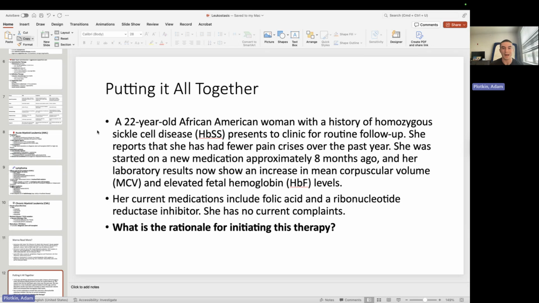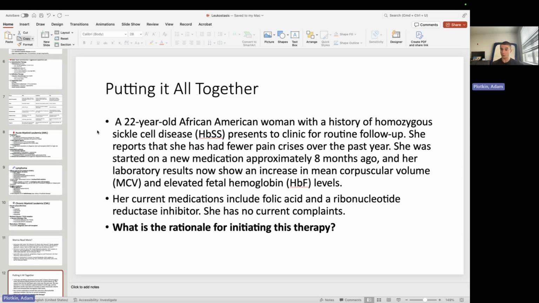We have a 22-year-old African-American woman with a history of homozygous sickle cell disease. She presents to the clinic for routine follow-up. She reports that she has had fewer pain crises over the past year. She was started on a new medication approximately 8 months ago, and her laboratory results now show an increase in the MCV and elevated fetal hemoglobin levels. Her current medications include folic acid and a ribonucleotide reductase inhibitor. She has no current complaints. What's the rationale for initiating this therapy?